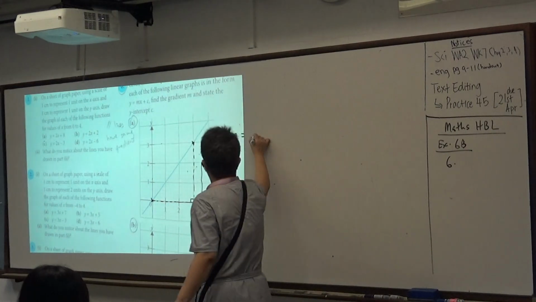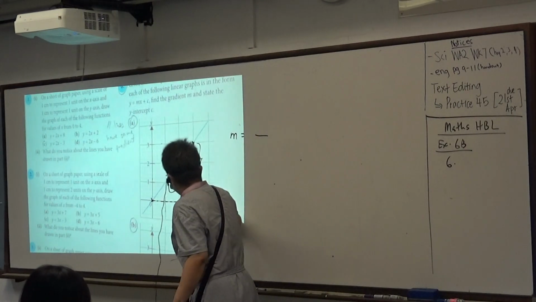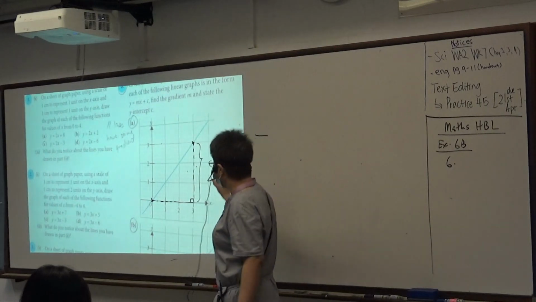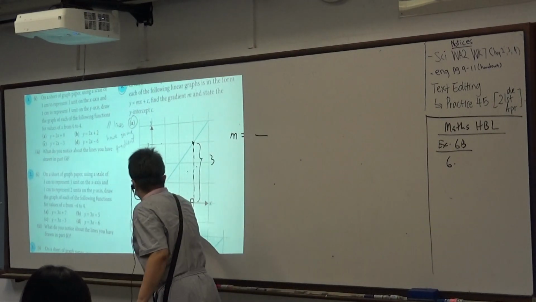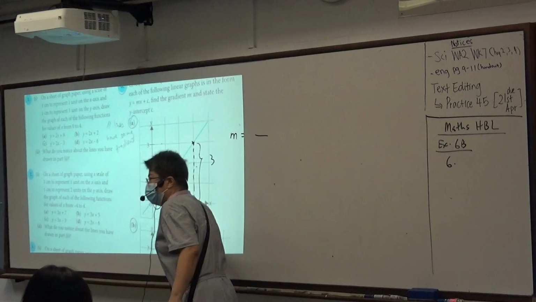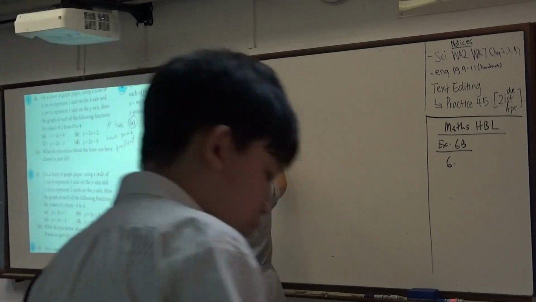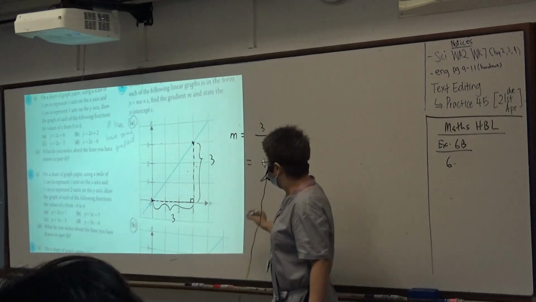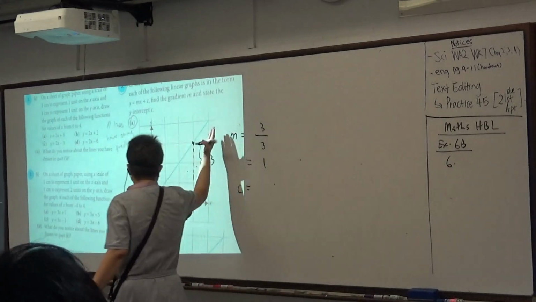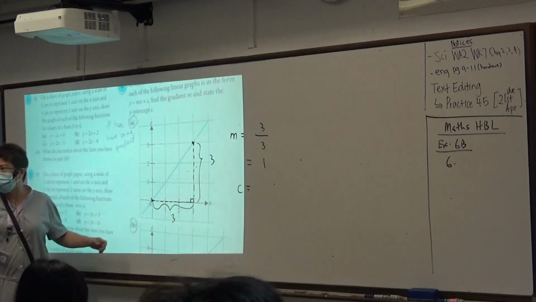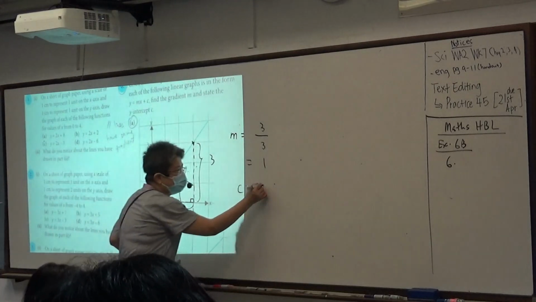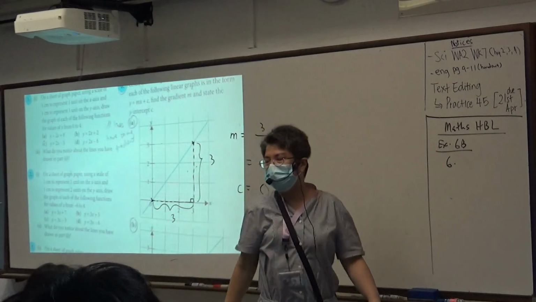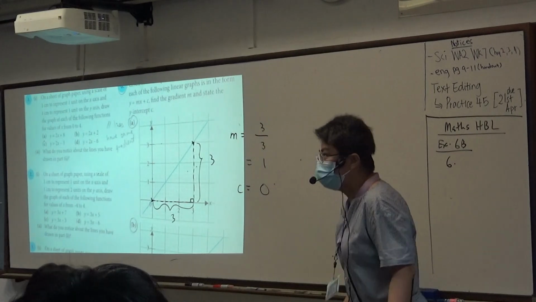Positive, okay. What is this length? How many units? 3, okay, good. What is this length here? Also 3. So it's 3 over 3. Answer what? 1. So the gradient is 1. What about the y-coordinate? At what point did it cut the axis? 0. So the y-intercept is 0.